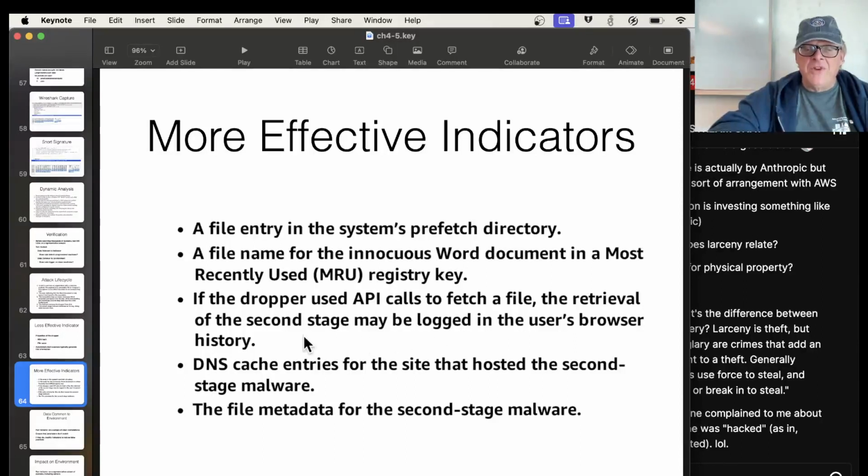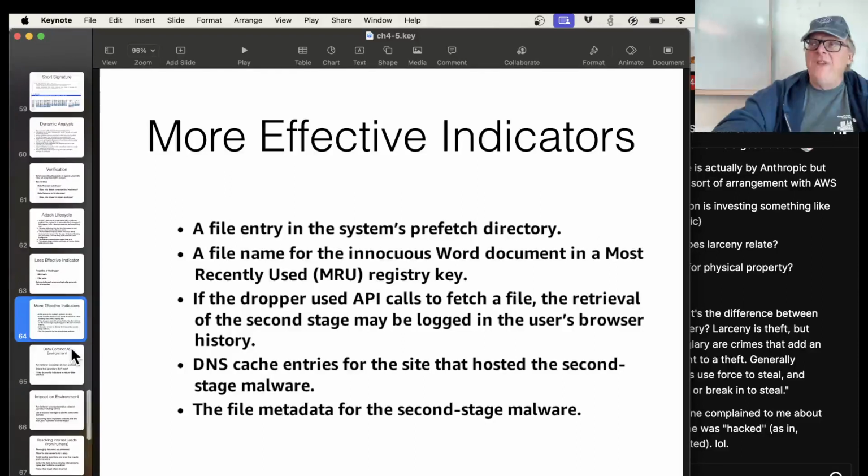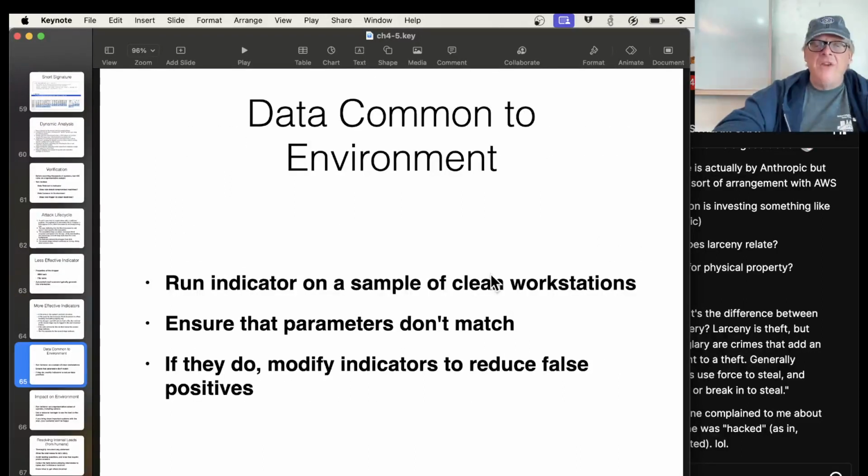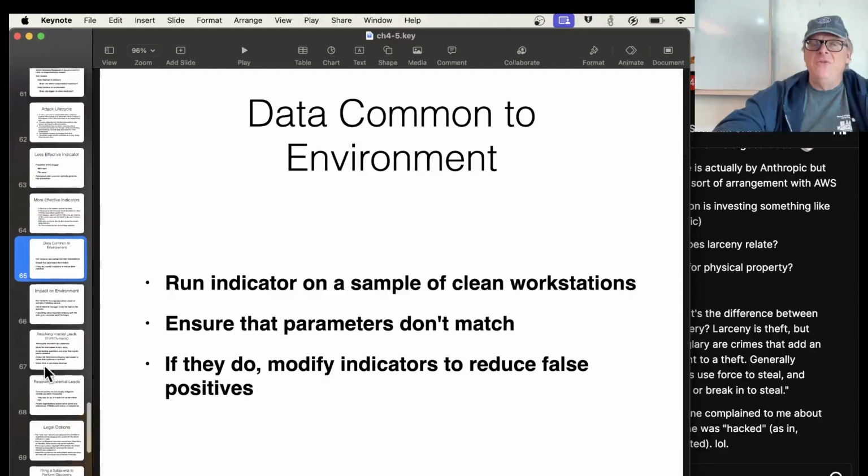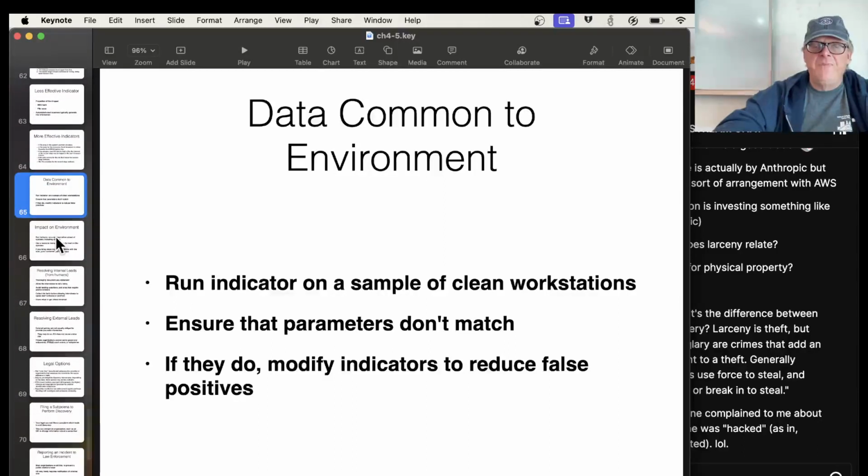Perhaps the calls in the browser history, DNS cache, the metadata for the second stage malware, and so on. These are more effective indicators to detect a machine that's actually infected. And so run it on a clean workstation. Make sure that it doesn't trigger on a clean workstation. If it does, then you're going to have to modify this to not allow false positives.